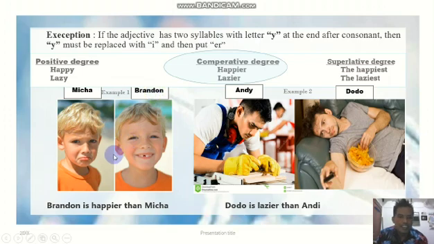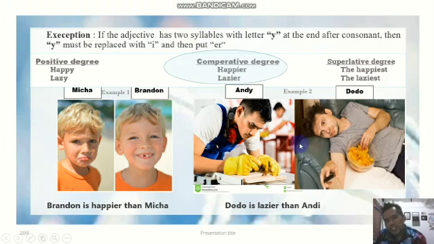Okay, let's look at the first picture here between Mika and Brandon. Now let's compare. Which one between the two boys is sadder, do you think? Or which one is happier? Okay, let's look at the face. Look at Brandon's face compared to Mika's. Brandon is happier than Mika. So Brandon here is laughing in this picture, while Mika is sad. Probably he lost something. I'm not sure. That's why he looks sad.